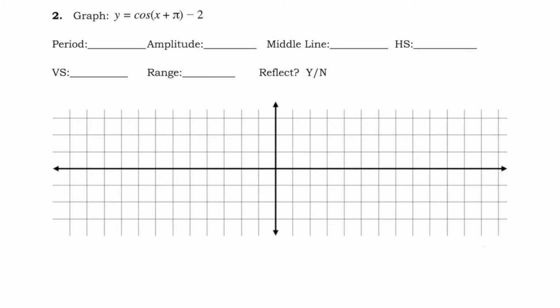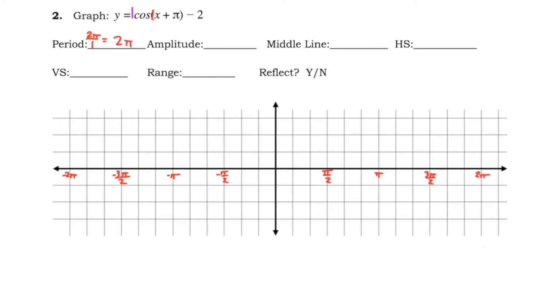So let's take a look at example number 2, which is y equals the cosine of x plus pi, minus 2. Again, this function has a b value of 1, so the period would be 2 pi over 1, which is just 2 pi. And that means I can label the x-axis with that normal 12 grid line spacing, putting 2 pi out there.